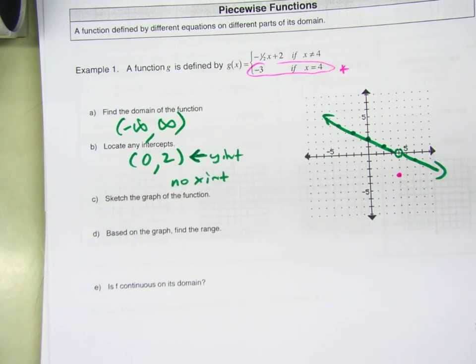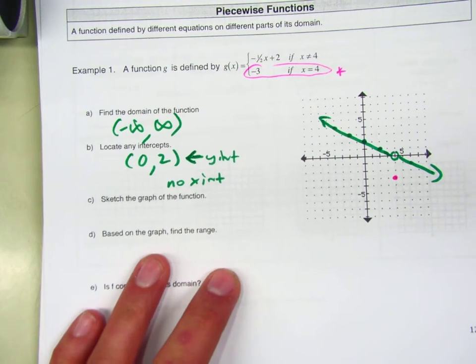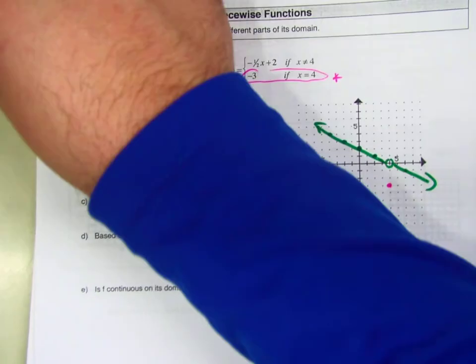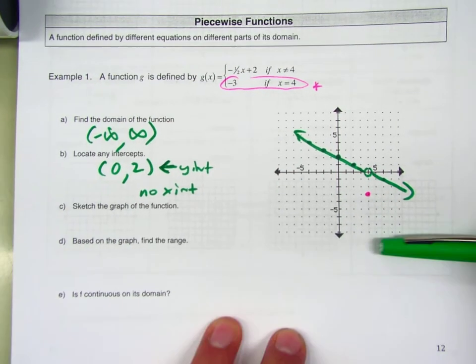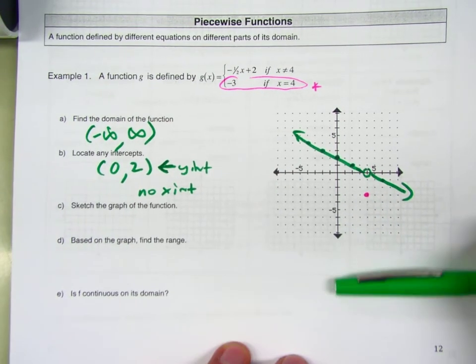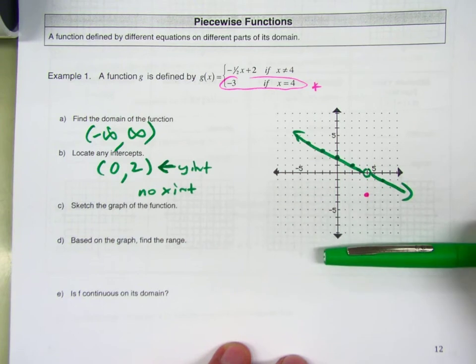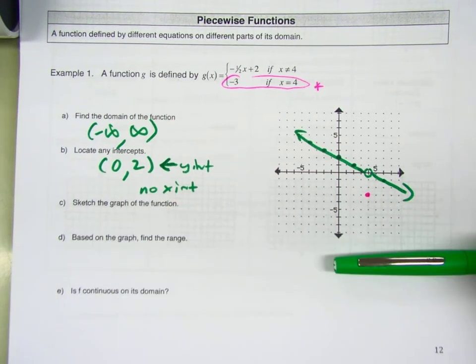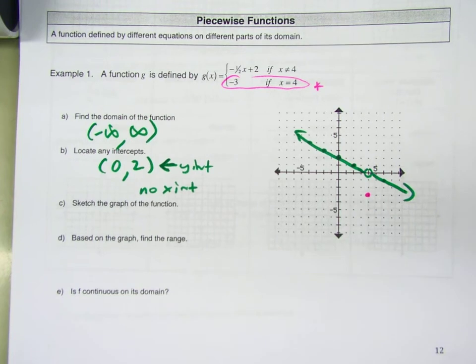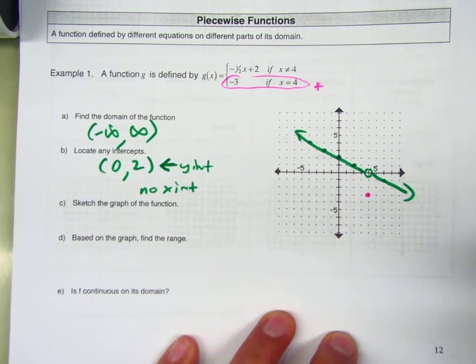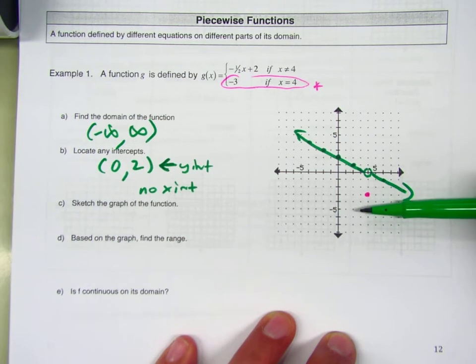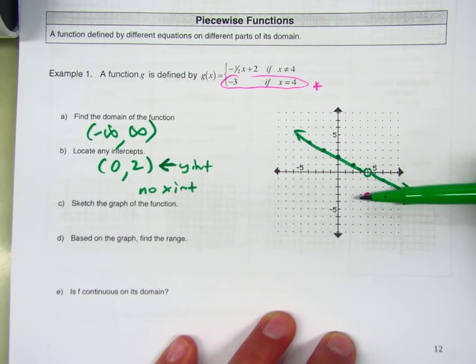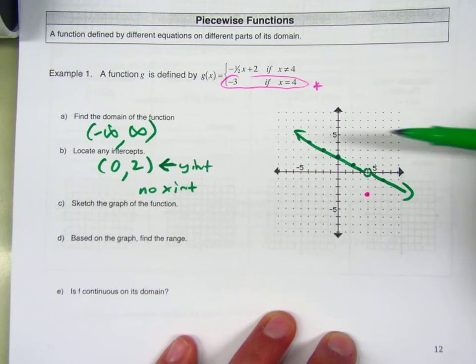Okay, now let's talk about the range. So the range is the y values. So if we start from the bottom and go up, does my graph go all the way down, first of all? Oh, yeah. It does eventually, yeah. Okay. So where's the first issue with range? What y values might we have a problem with?